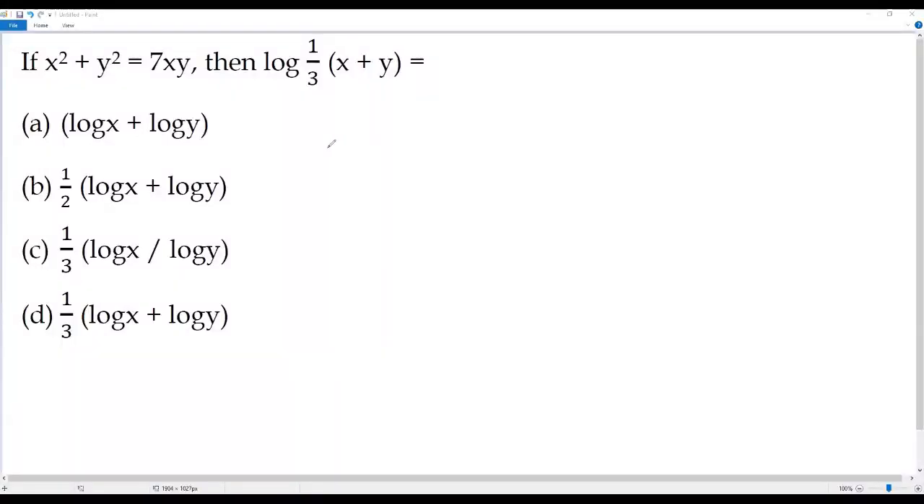Here we have a problem on logarithm. Okay, let's go to the question. If x² + y² = 7xy, then log of 1/3 (x + y) equals to... So we have four options.